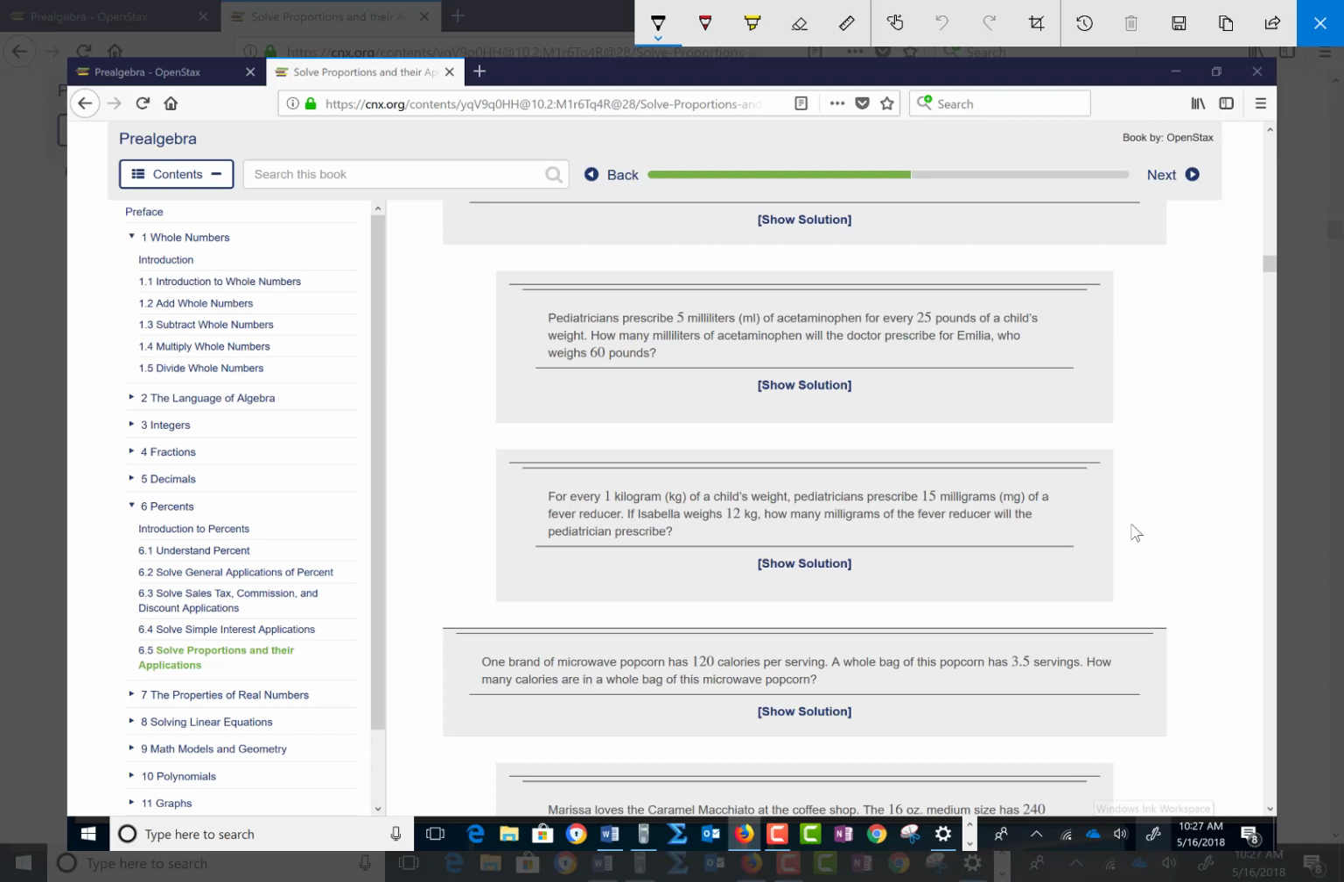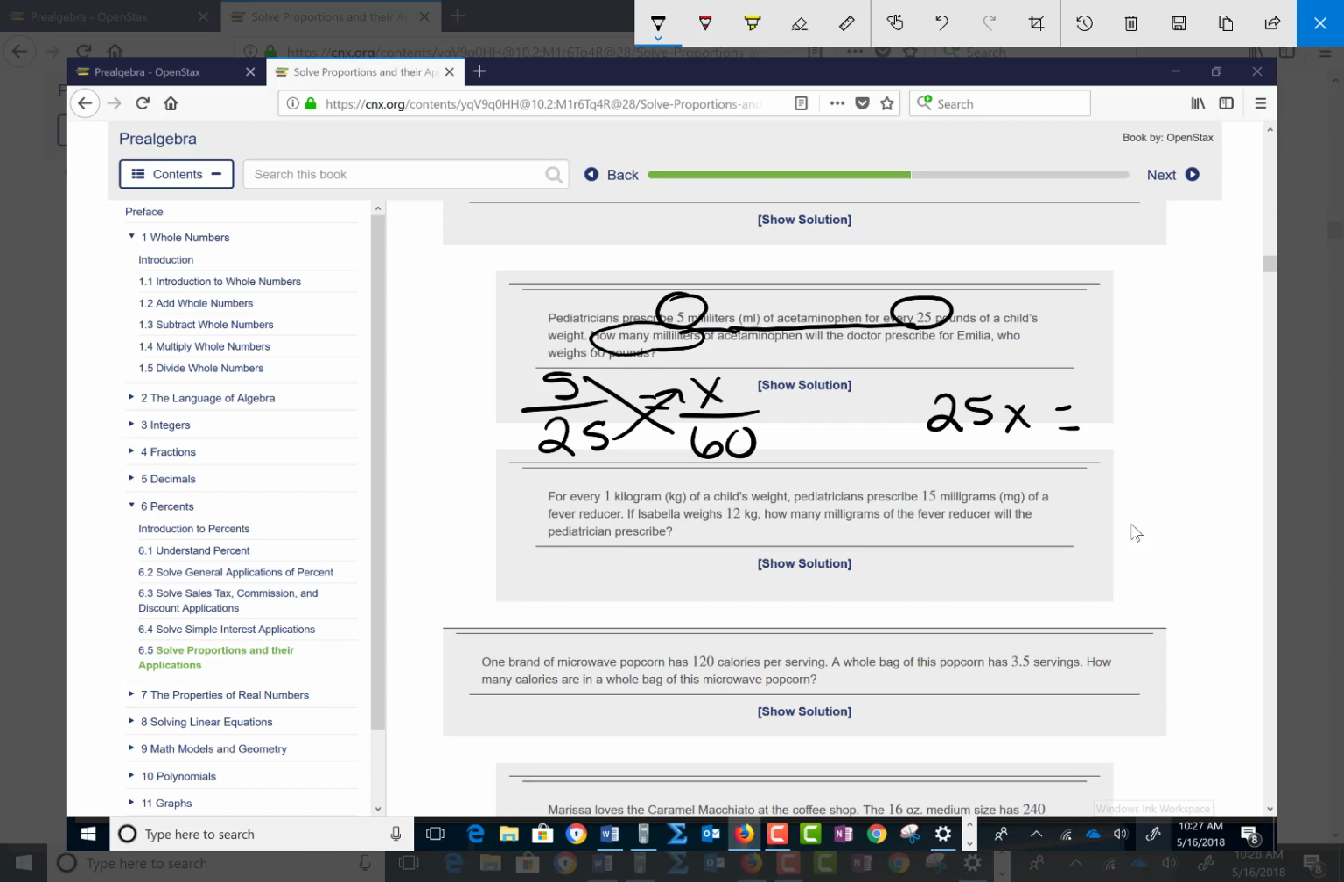So you want to make sure that you're keeping your proportion consistent. So if I put the 5 on top on one side and the pounds on the bottom, on the other side I will need to put the milliliters, which I don't know, and I'll need to put the pounds on the bottom. And then you simply solve them just like we did the others. So once you get them set up, they're not going to be difficult.